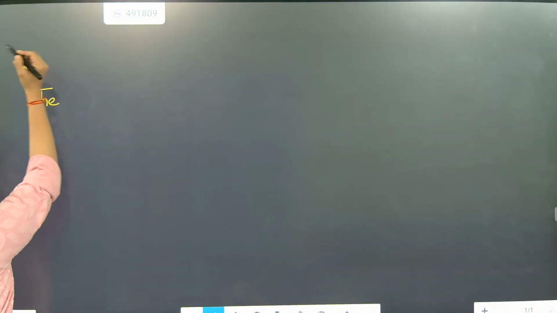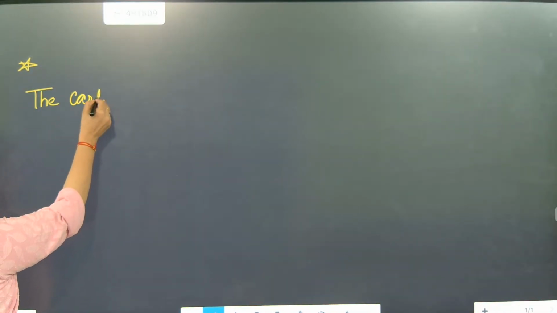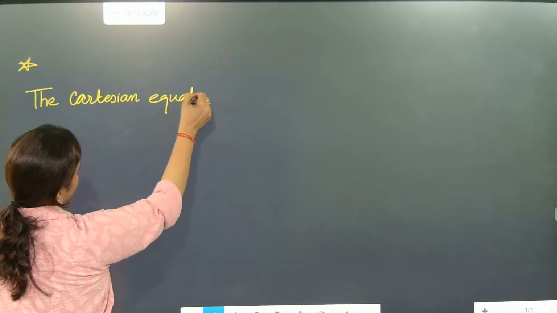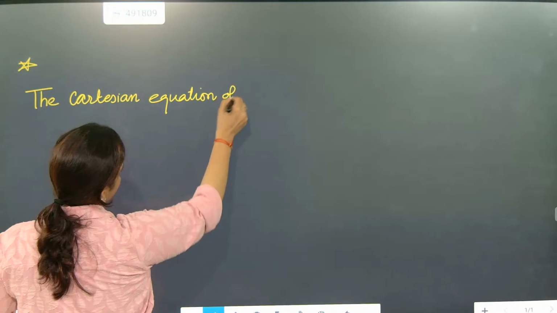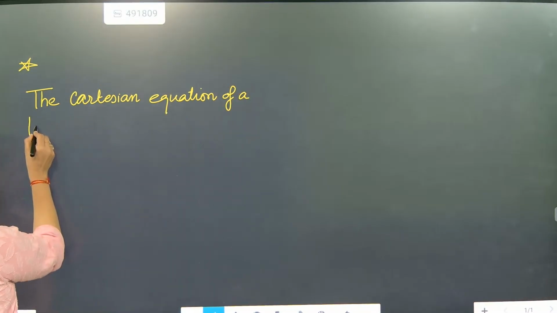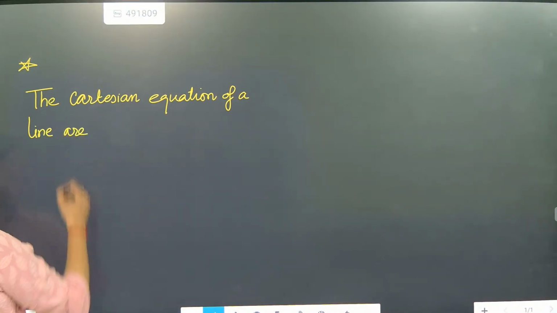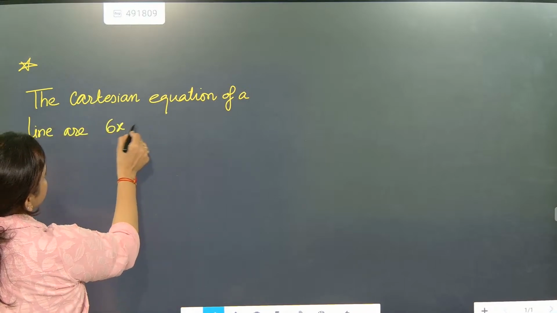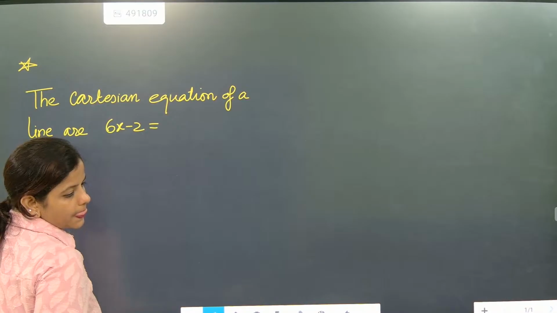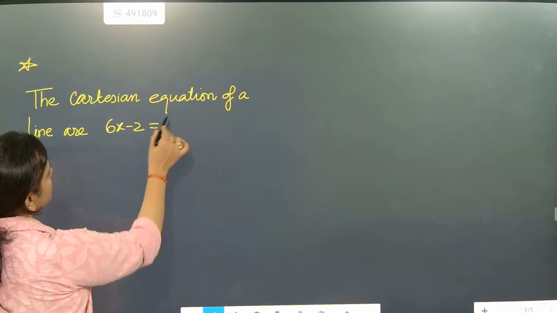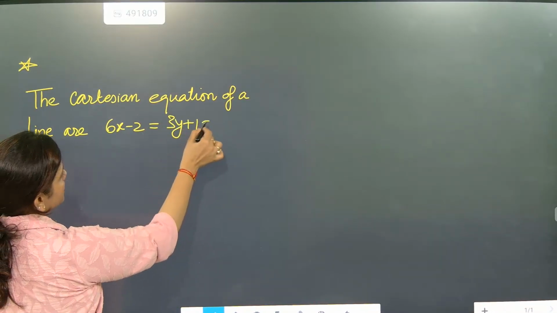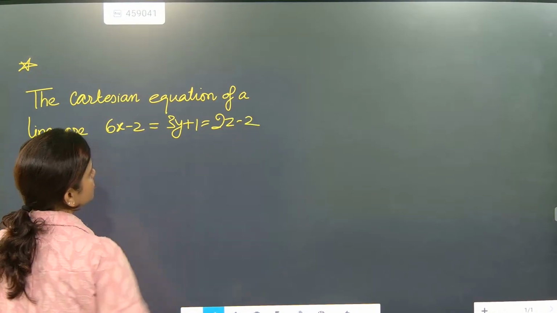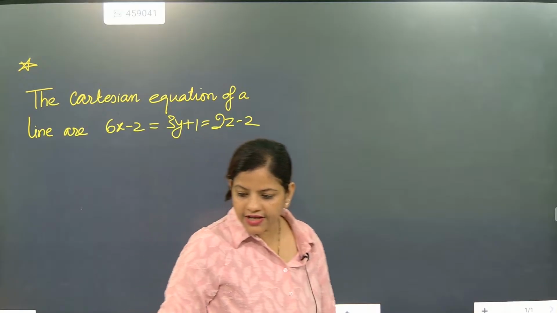This question already came in the board exam. So, please do it. The Cartesian equation of a line R: (6x minus 2) equal to (3y plus 1) equal to (2z minus 2). Understood? Because this is exactly the direction equation.